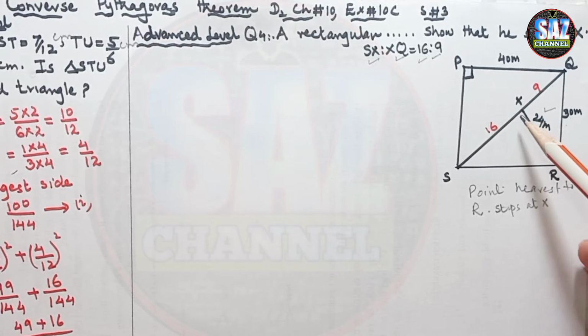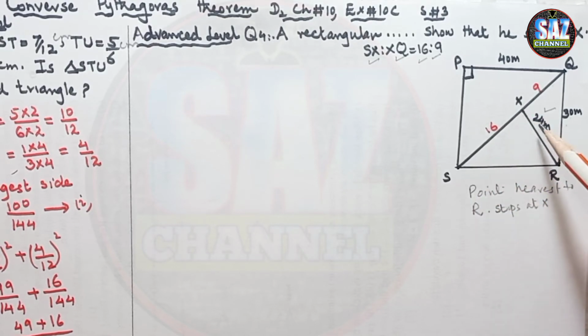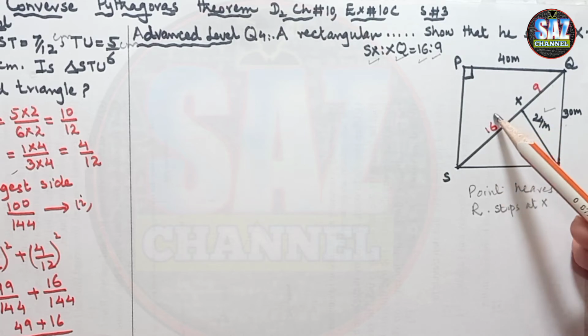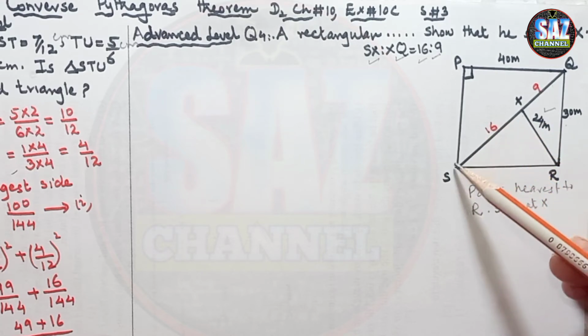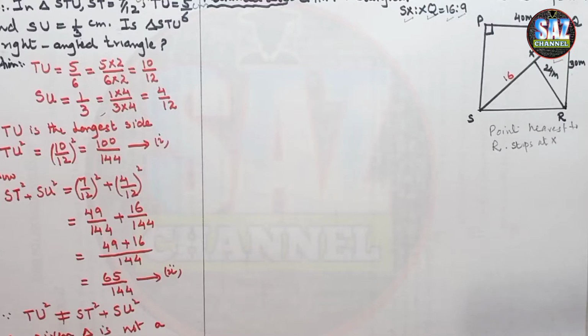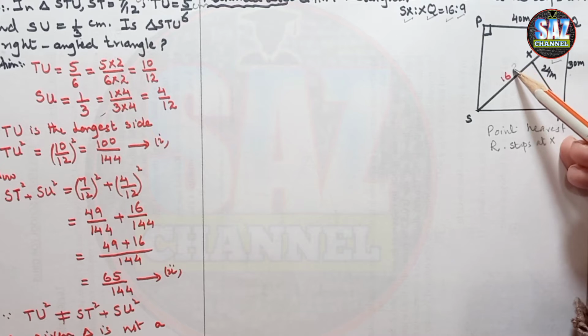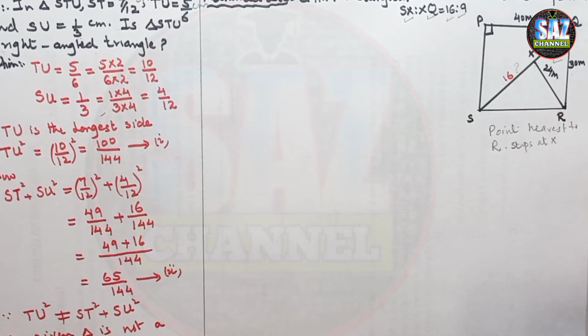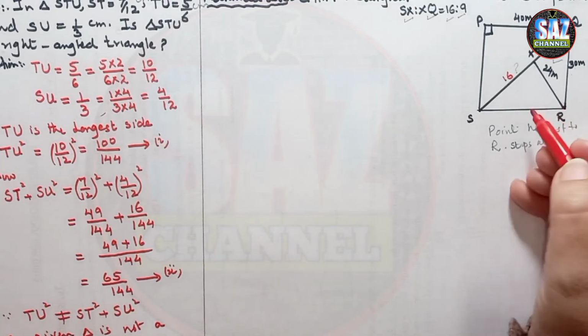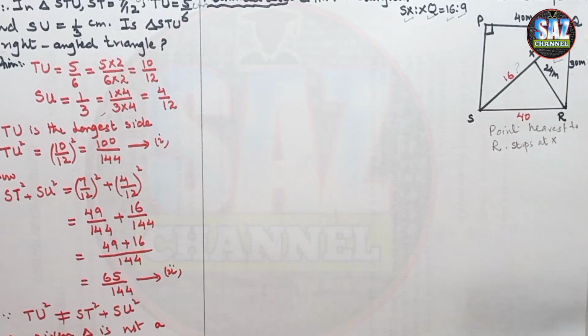But if we look at the triangle SXQ, we can see only two sides, and even here this is not the length of the side, this is the ratio. Point X is dividing the line segment SQ in the ratio 16:9. We are not given the length of this side. Now, PQ and SR sides are parallel, so if PQ is 40, this can also be 40. The problem now is how to find the SX length and SQ length.